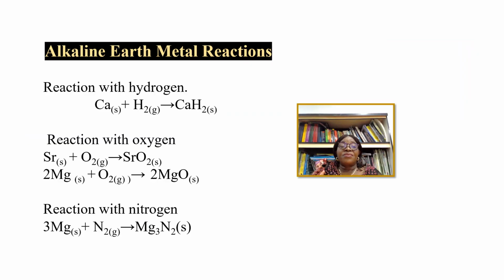Alkaline earth metal reactions. The alkaline earth metals differ from those of group 1 in their reaction. Radium is radioactive. All the alkaline earth metals react with hydrogen to create metallic hydrides. Calcium plus hydrogen gas reacts to give calcium hydride. So it applies to all the alkaline earth metals.